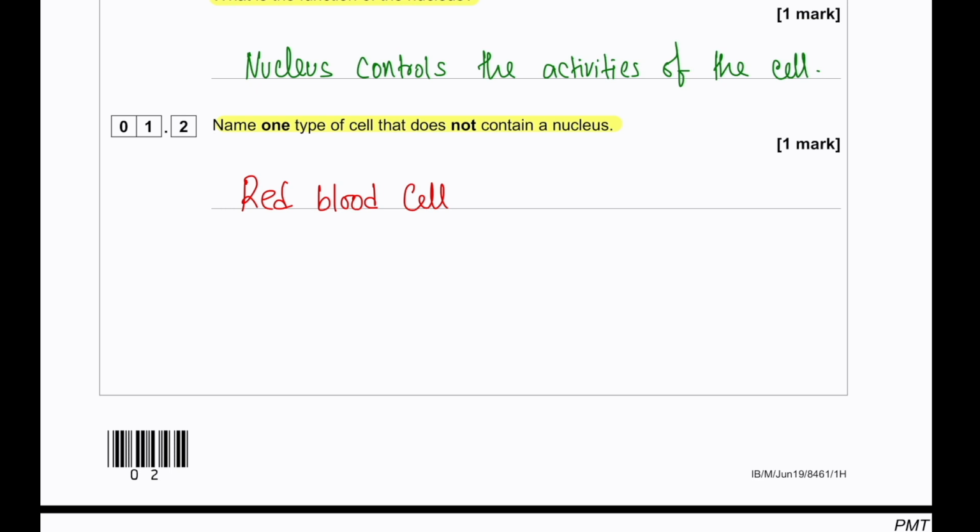So in the beginning, a red blood cell is just like any other cell. It has a nucleus once it is born, and then once it produces enough hemoglobin, it dissolves its own nucleus and becomes that distinctive biconcave disc-like structure. The other cells that do not contain a nucleus, you can write, are bacteria or prokaryotes, and xylem.